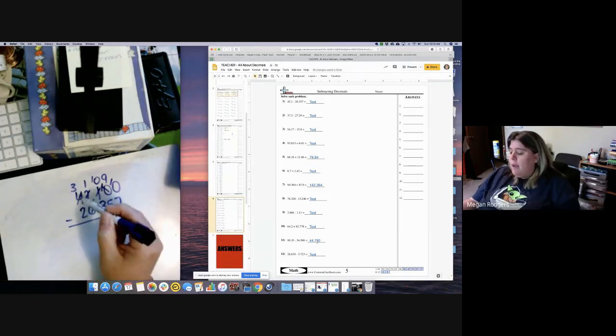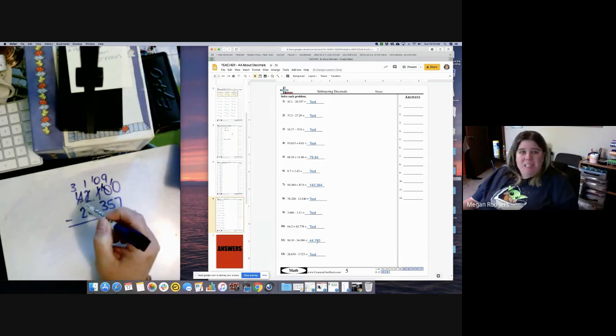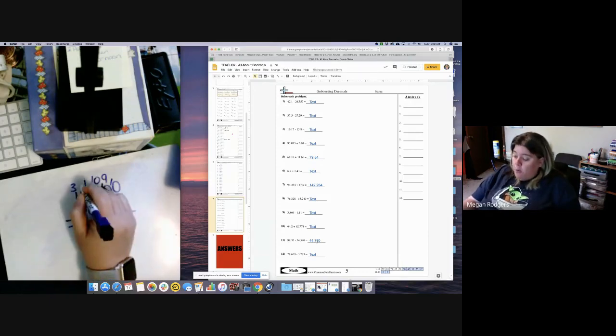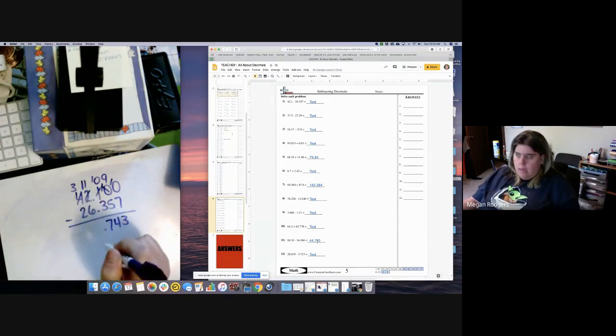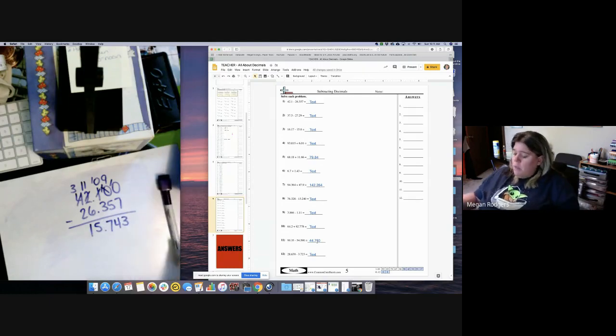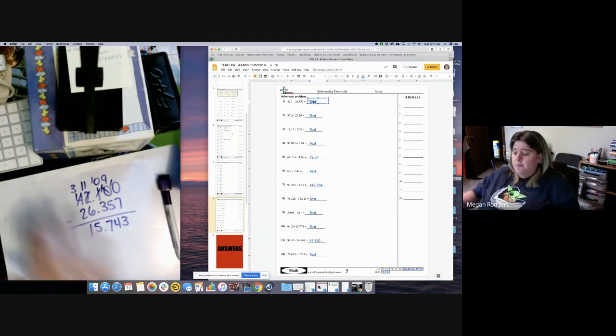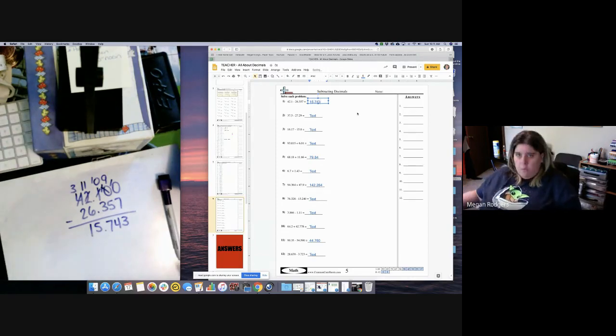Now, remember, when I'm borrowing, stealing, as I call it, from the tens place, I'm borrowing a whole 10. It's like borrowing $10, except instead of a $10 bill, I'm giving you 10 ones. You already had a 1. Therefore, you now have 11 ones. So make sure you get that correct. Subtract, we get 5, 1. So my answer for this one is 15 and 743 thousandths.